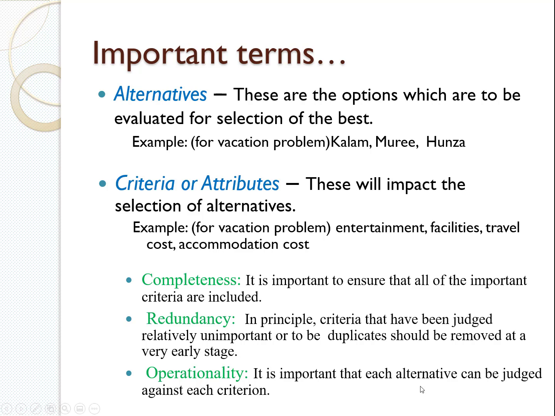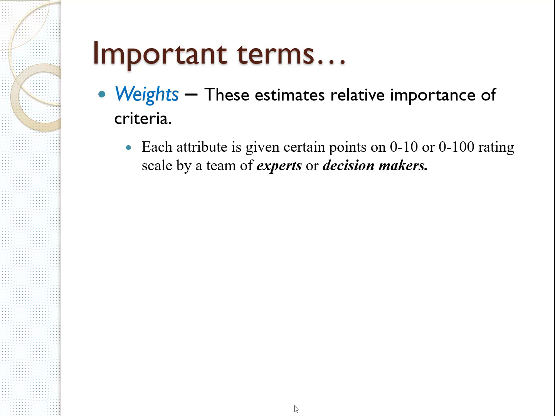Operationality: it is important that each alternative can be judged against each criterion. So you compare each alternative with these criteria. You need to compare Kalam with entertainment, Kalam with facilities, Kalam with the travel cost, and Kalam with the accommodation cost. Similarly, you need to compare every alternative. This is operationality. The other important characteristic is independence. All the criteria should be independent, mutually exclusive, not mutually inclusive.